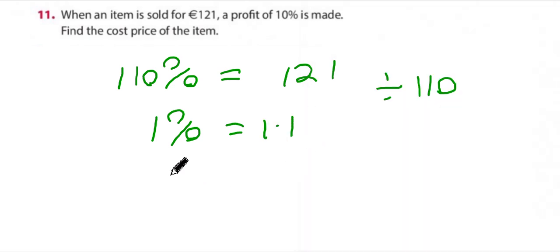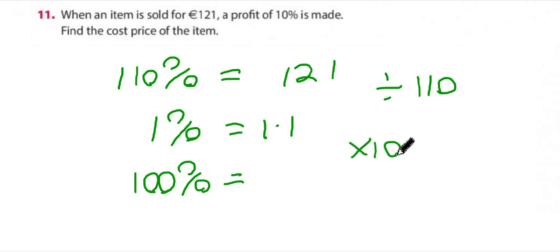Alright? And then you had to figure out what 100% is. That was your cost before you added on the extra 10%. So you multiply that answer by 100. And what do you get when you multiply it by 100? 110. So your cost was €110.